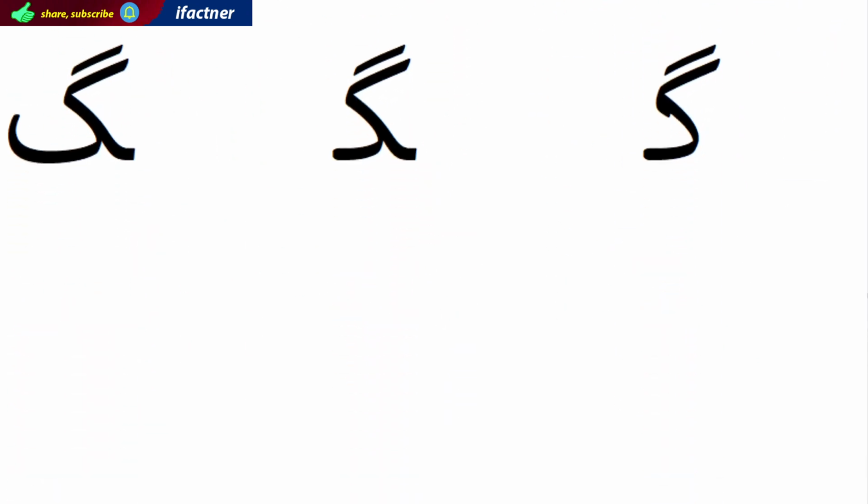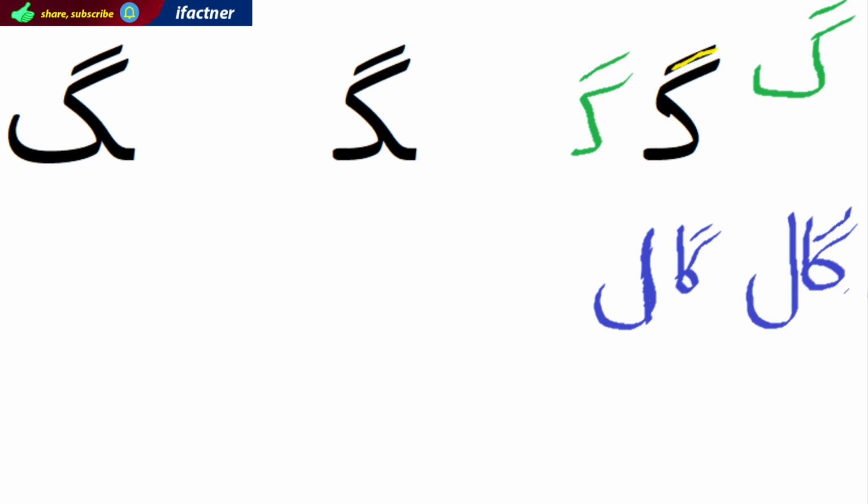Now let's move to gaf. It is written just like kaf, and it is connected to other characters just like kaf, but we just need to add this slanting line on top of it. So gaf in its independent position is written just like kaf, but with another slanting horizontal line on top of it. Gaf in its initial position is written just like the first part of kaf, but with a slanting horizontal line on top of it.